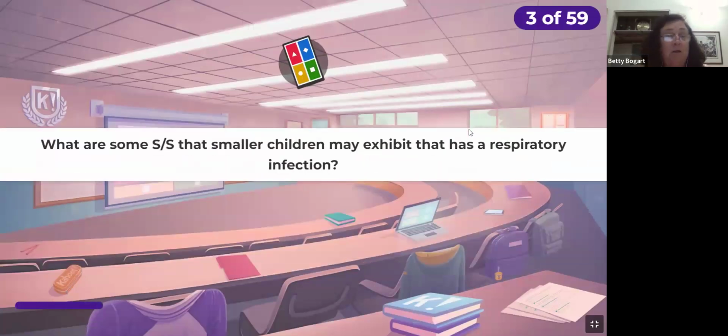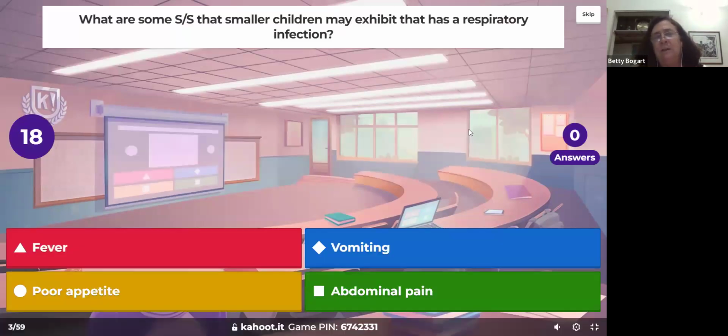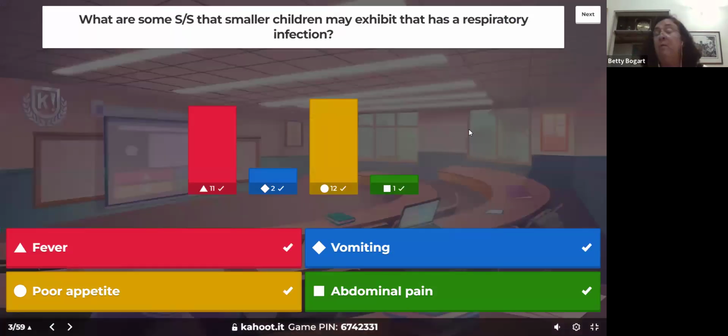I found them before. What are signs and symptoms that smaller children may exhibit that has a respiratory infection? What's a little kid going to look like? They have a respiratory infection. You know, you and me, we're sick, we're still going to eat. Oh, I'm going to have that McDonald's cheeseburger, right? Kids, nothing you can do. They didn't want French fries. Everything, fever, vomiting, poor appetite, abdominal pain, one or all of them they could have.